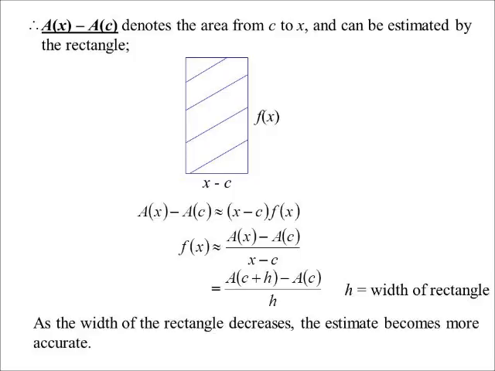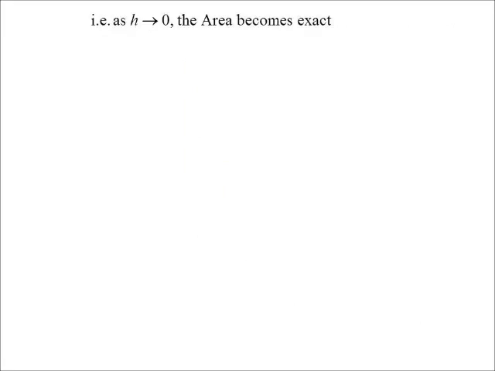We're saying we want h, that width, to be as small as it possibly can, so we get an infinite number of rectangles. So we'd like h to approach a value of 0. As h approaches 0, that area is going to become exact. So function x will be the limit as h approaches 0 of this area function, sub in c plus h, minus sub in c, all over h.